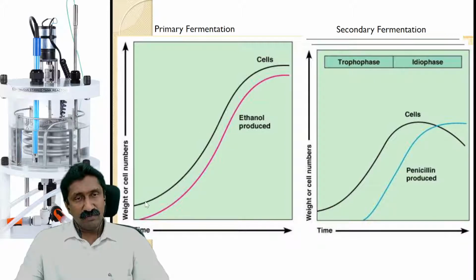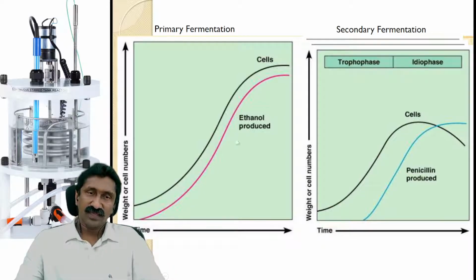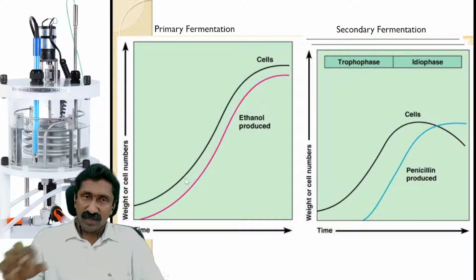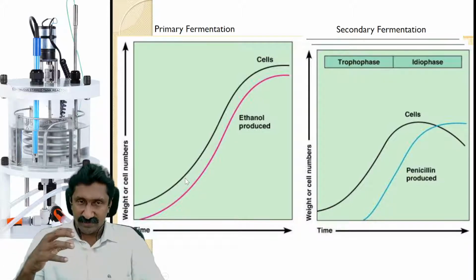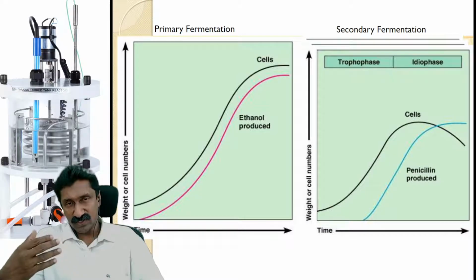It follows the same pattern as that of the cell or biomass increase because, as you know, in the normal growth curve in a system we have a lag phase, a log phase, a stationary phase, and subsequently a decline phase, and the production of the primary metabolite follows the same pattern. So it almost follows the same pace of production as the biomass.